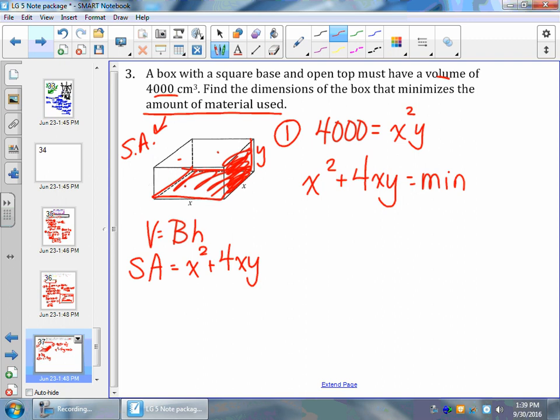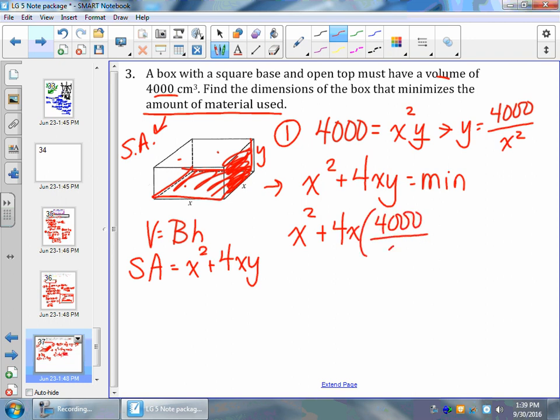Now, this is obviously the important equation, right? This is equal to the minimum. So this is the one that we can manipulate for one of the variables. And we just said, well, y is easy to solve for. It's just going to be 4,000 over x squared. So now let's plug that in. So I know that x squared plus 4x times 4,000 over x squared is going to be equal to my minimum. Let's kind of simplify this.